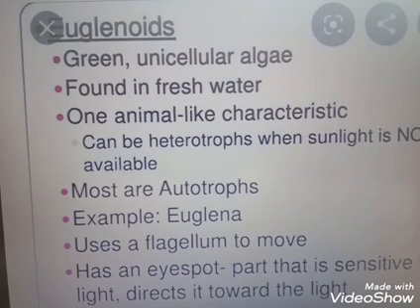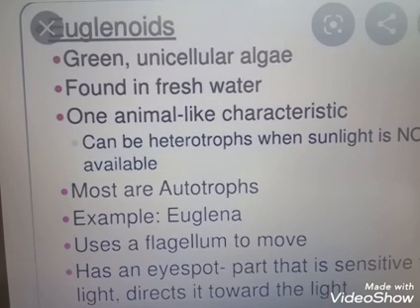Their body is covered by a pellicle. The body is covered by a layer, and the layer name is pellicle. It is a rigid outer covering. Then they possess flagella, one short flagellum and another one a long flagellum.